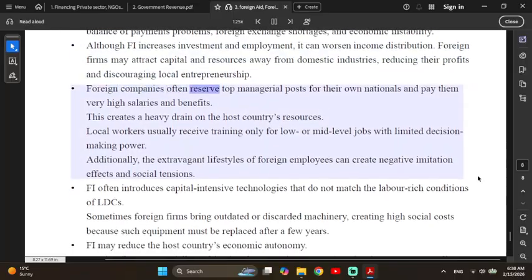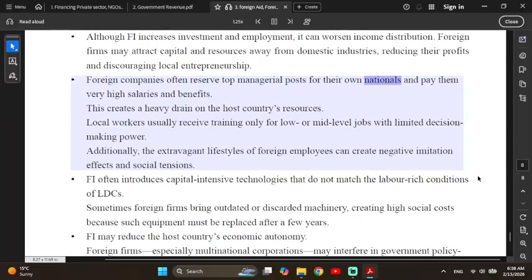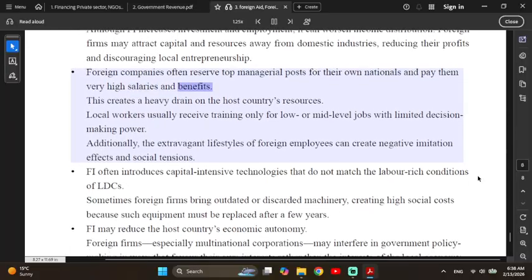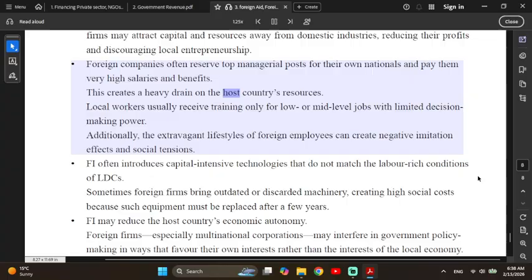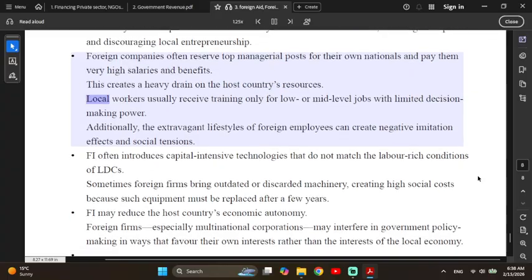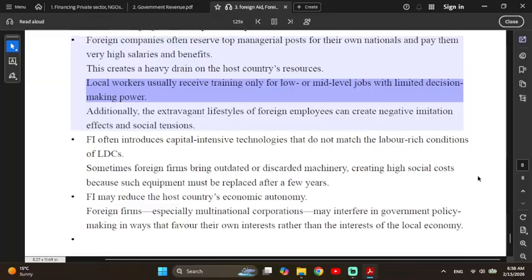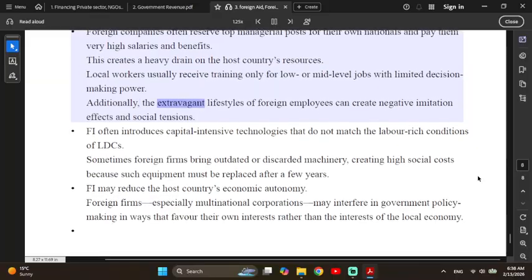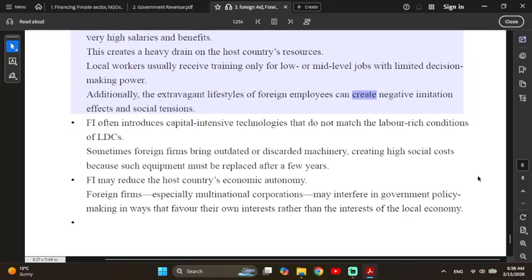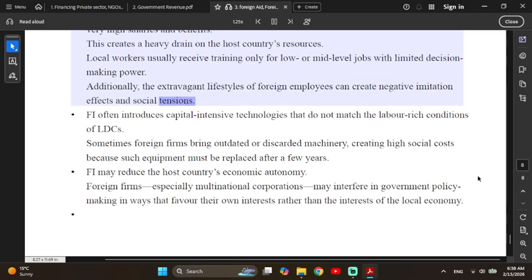Foreign companies often reserve top managerial posts for their own nationals and pay them very high salaries and benefits. This creates a heavy drain on the host country's resources. Local workers usually receive training only for low or mid-level jobs with limited decision-making power. Additionally, the extravagant lifestyles of foreign employees can create negative imitation effects and social tensions.